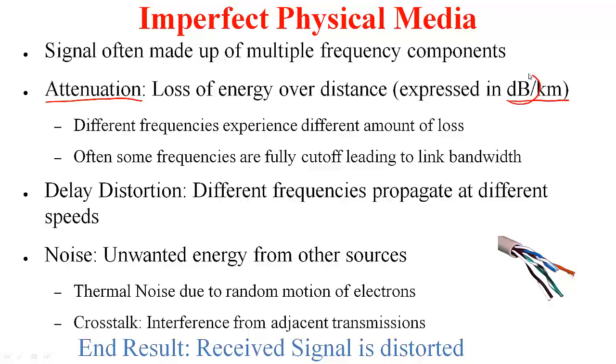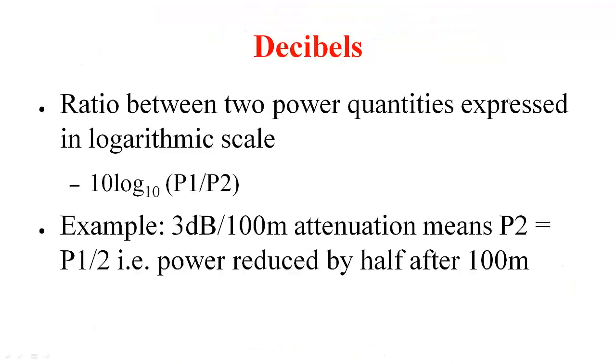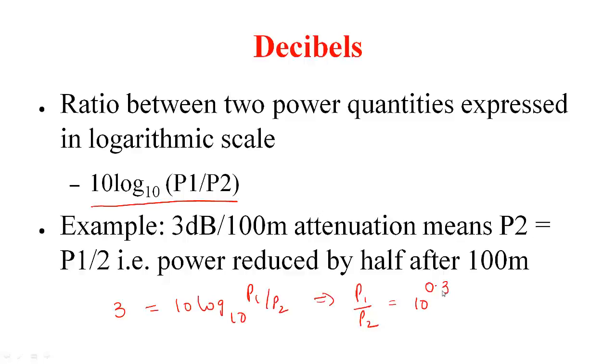So first, let's see what I mean by decibels. So this is basically the ratio between two power quantities expressed in a logarithmic scale. So 10 log 10 P1 by P2. So if I say 3 decibels, that means 3 is equal to 10 log 10 P1 by P2, which implies P1 by P2 is 10 to the power of 0.3, which is roughly equal to 2. In other words, the power reduced by half after 100 meters. That means it suffered a 3 dB loss after 100 meters.